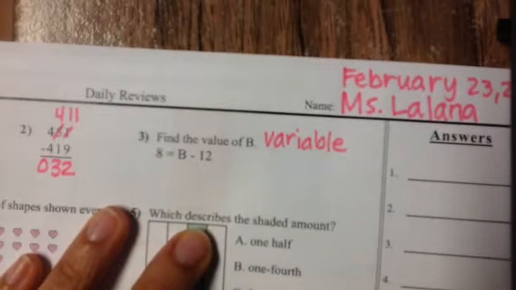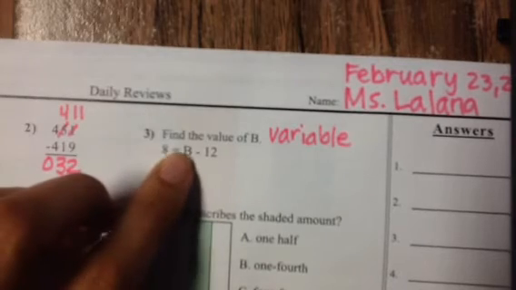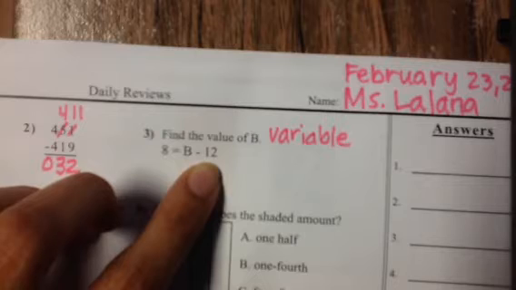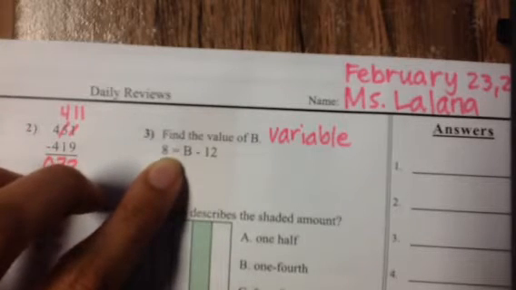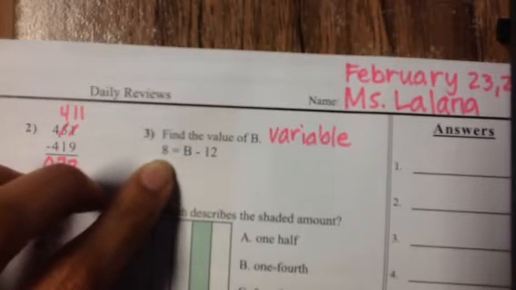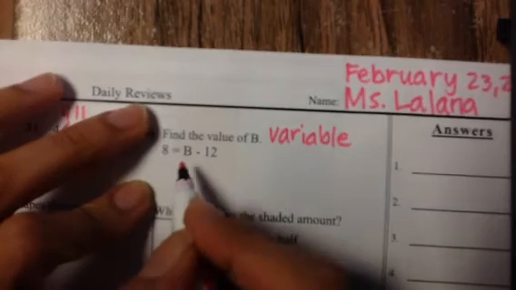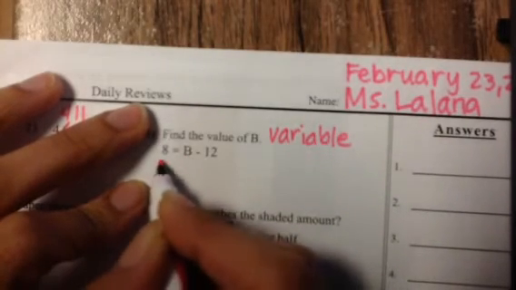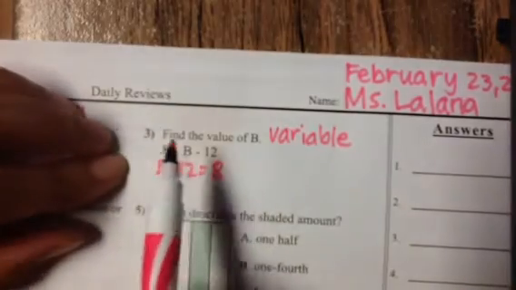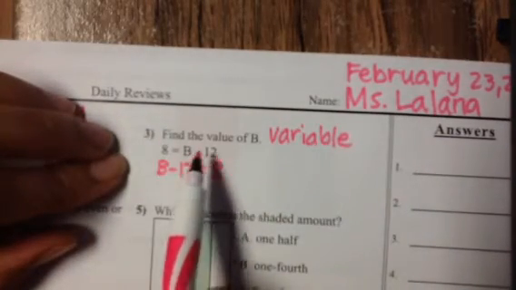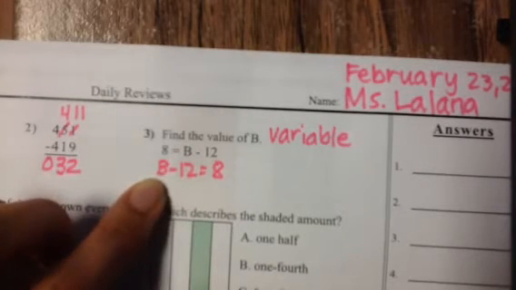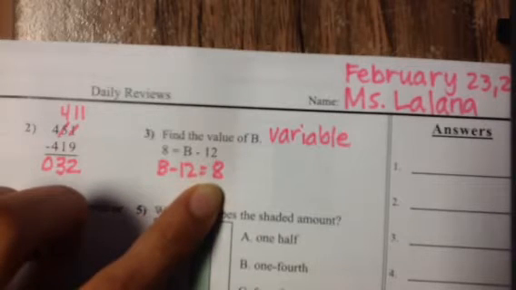All right, let's see. 8 equals B minus 12. Now, when we have adding sentences and subtracting sentences, sometimes you see the answer first, then the equal sign. And that's okay because it's the same thing. So we can actually switch them around and do B minus 12 equals 8. So see what I did? I just flipped the 8 to the other side, and B minus 12 to the other side. So it's the exact same thing, okay? So B minus 12 equals 8.